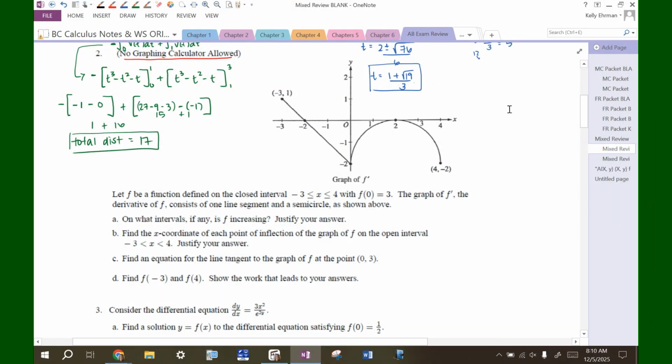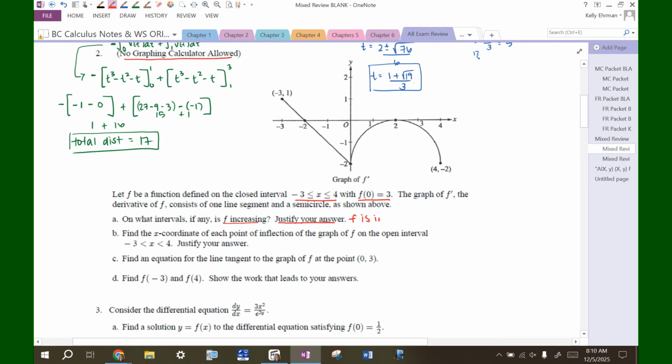Here's a graph of f prime. It's defined from negative 3 to 4. F of 0 equals 3. The graph of f prime is the derivative of f. It consists of one line segment and a semicircle. On what intervals, if any, is f increasing? Justify your answer.